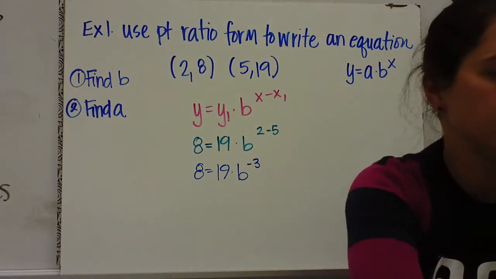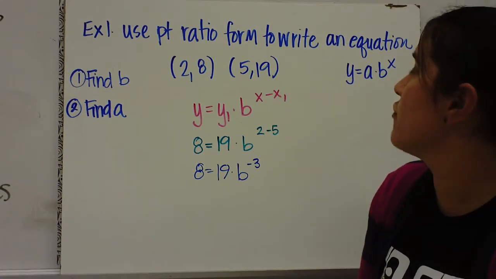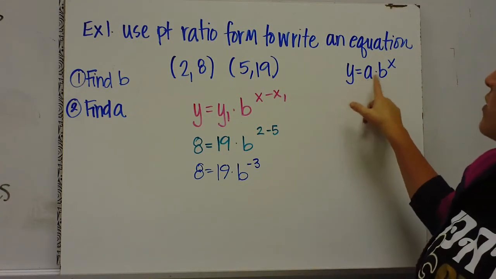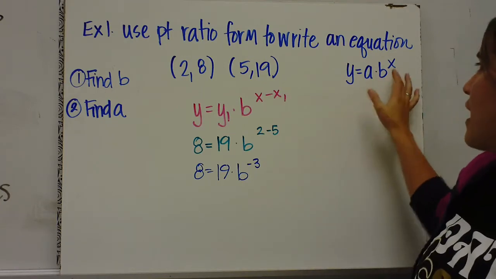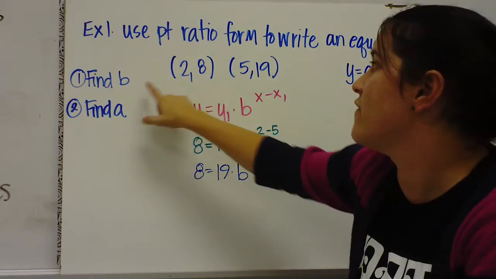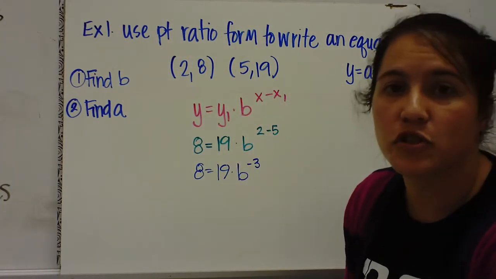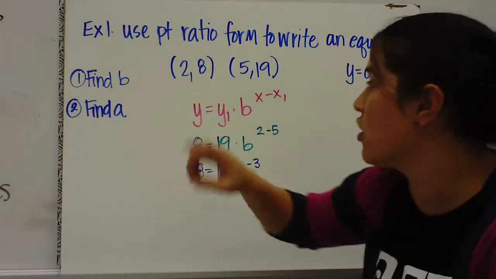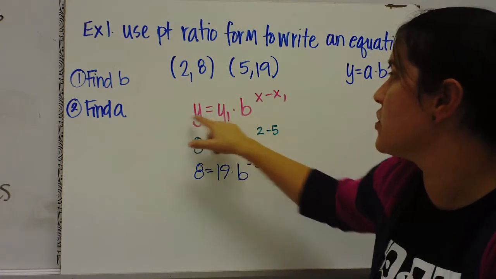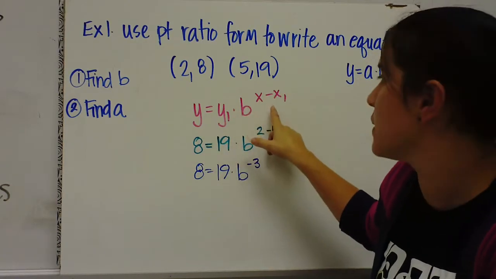Example 1: use point ratio form to write the equation y equals ab to the x. So first we need to find b, then we need to find a. To find b, we have 2 points, (2, 8) and (5, 19). These are 2 points that lie on an exponential curve. We have to plug them into our formula, y equals y1 times b to the x minus x1.